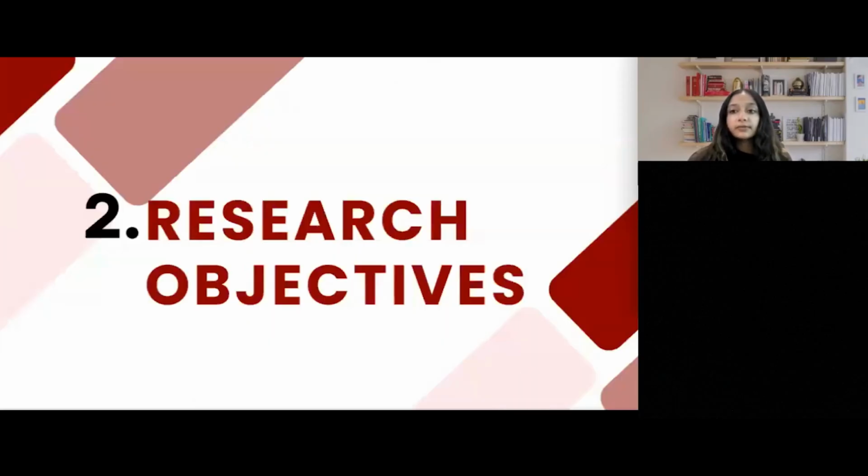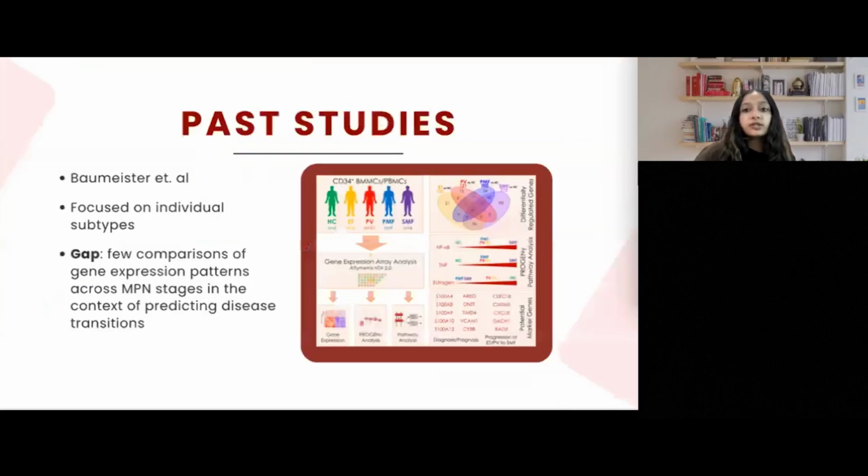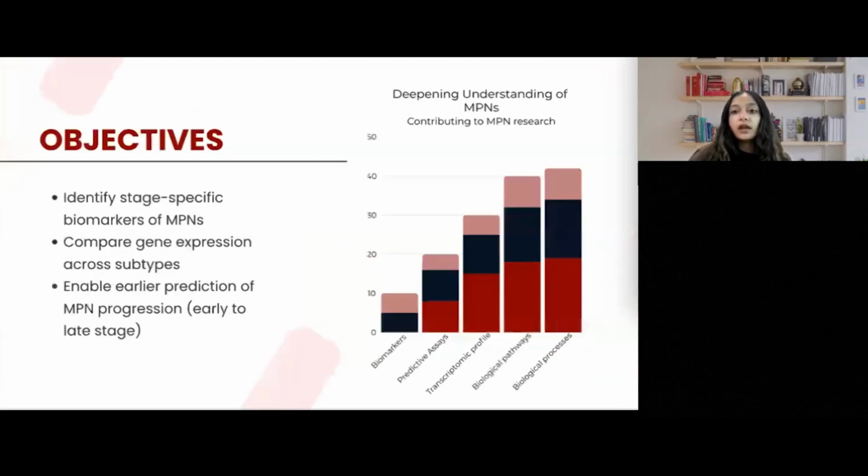Now I will discuss some objectives of my research study. Previous research, such as a study by Baumeister et al., has looked at gene expression in MPNs, but only by focusing on just one subtype at a time. This leaves a big gap. We don't fully understand how gene expression patterns differ between the stages or how MPNs progress. My project set out to address that gap.